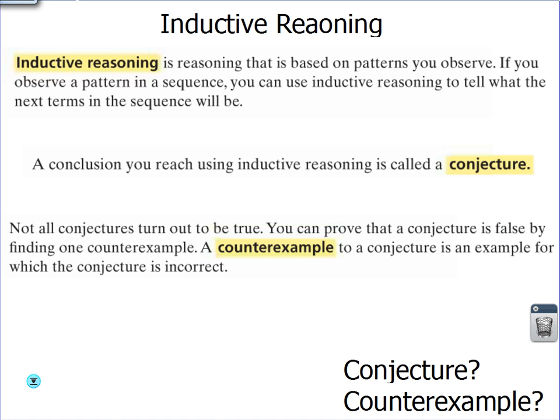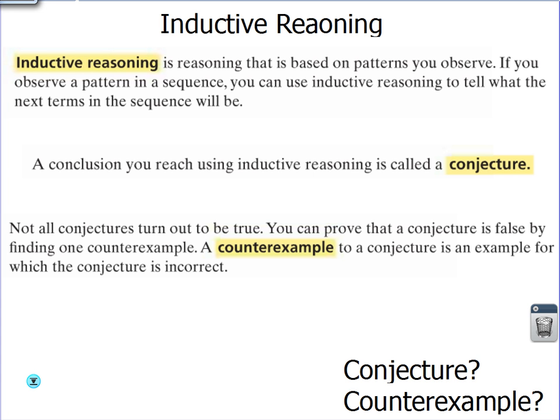First thing we need to discuss is inductive reasoning. Inductive reasoning is something you probably use every day, and this is more of a psychology type thing. Inductive reasoning is reasoning that is based on patterns that you observe. If you observe a pattern in a sequence, you can use inductive reasoning to tell what the next terms in the sequence will be like.